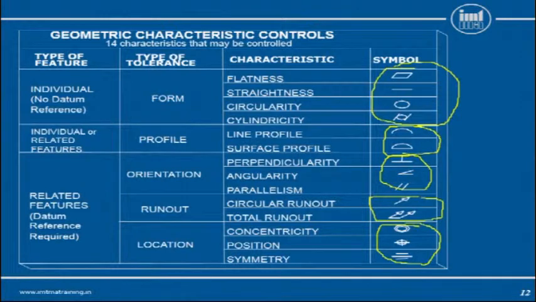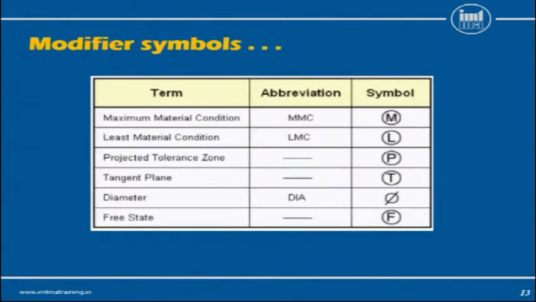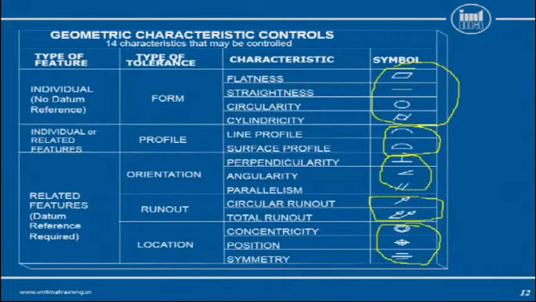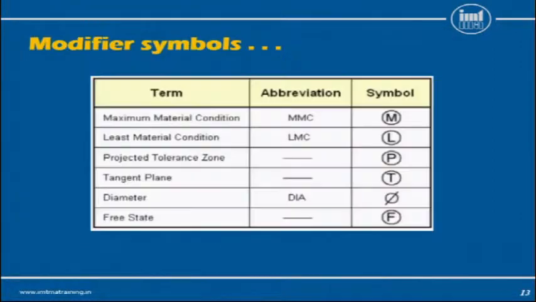Well, now we move on to the next slide, wherein some other symbols are mentioned coming under the heading of modifier symbols. That means in addition to the 14 main symbols we have seen in the earlier slide, these symbols are called modifier symbols because these symbols modify either the shape of the tolerance zone or the value of the tolerance zone.